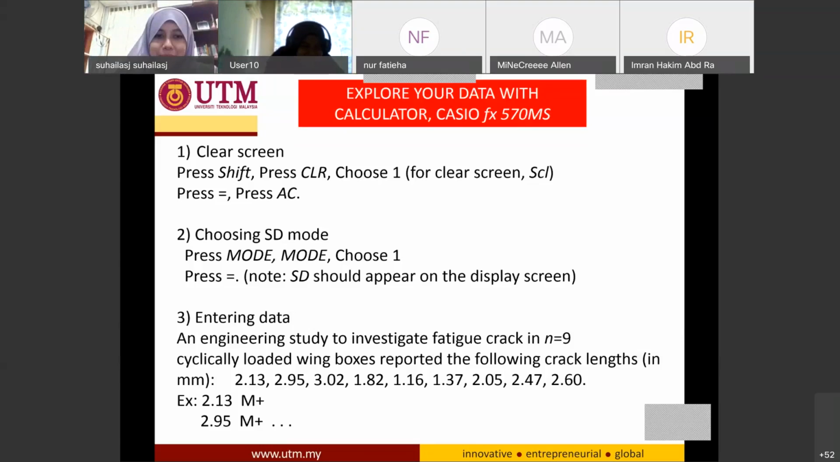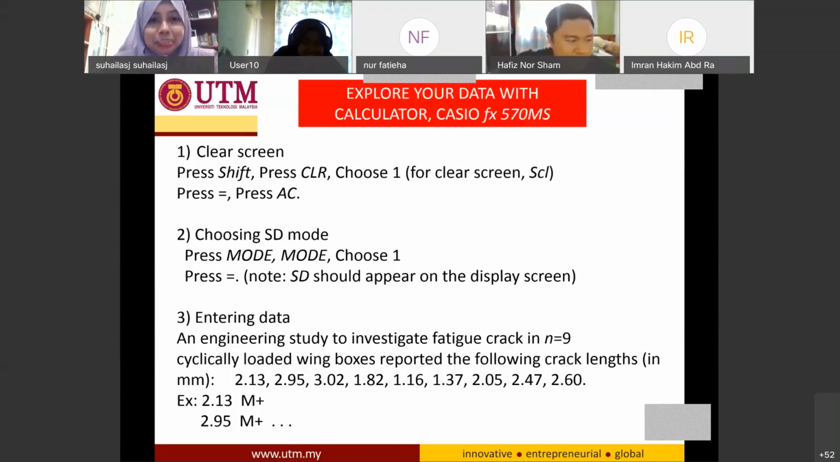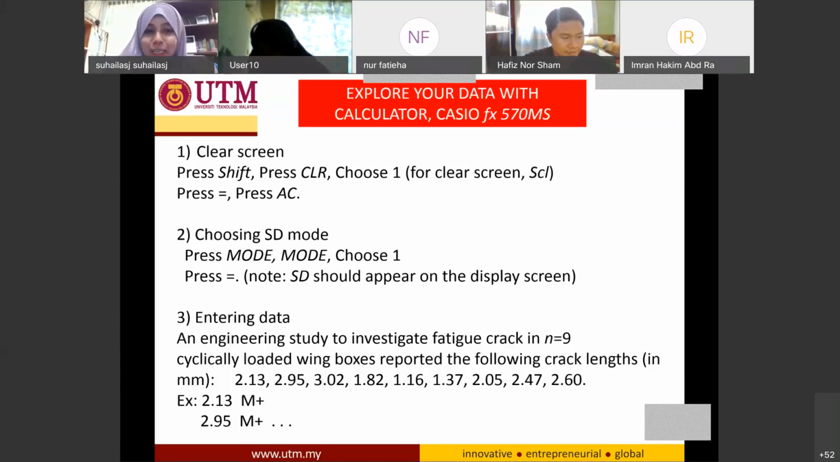Boleh ke? Dah try masuk data dah ke? Ada siapa-siapa nak respon? Saya punya lain version, doktor. Lain version. Siapa yang pakai MS? Boleh tak siapa-siapa yang respon MS? Saya punya pun lain version, doktor. Lain version juga. Okay.